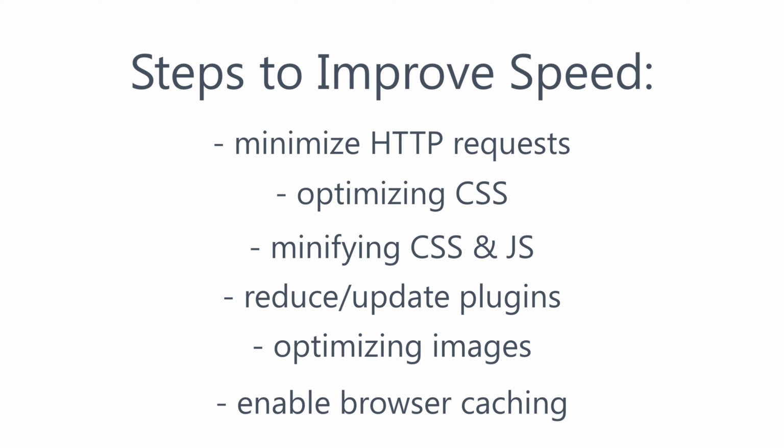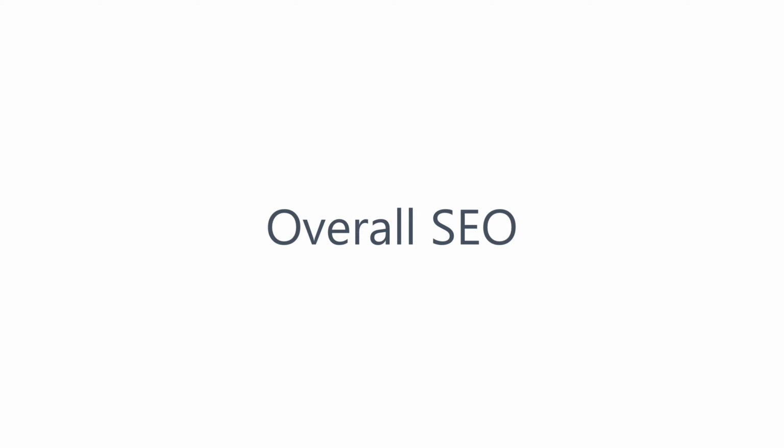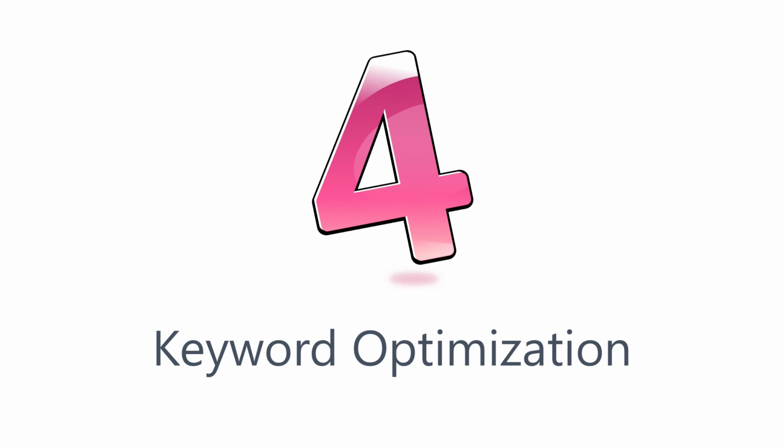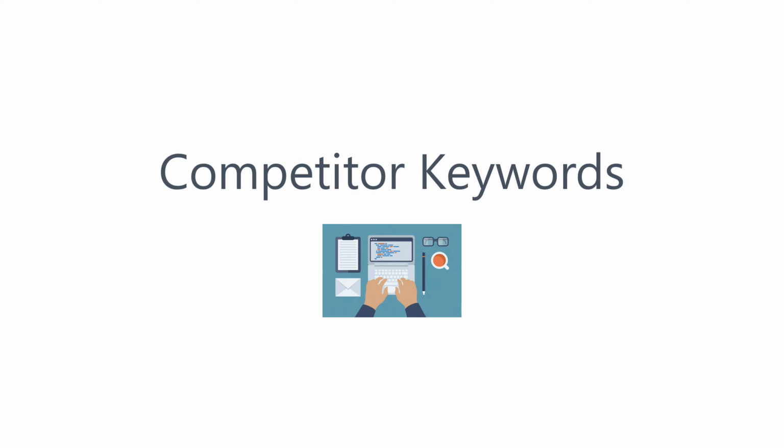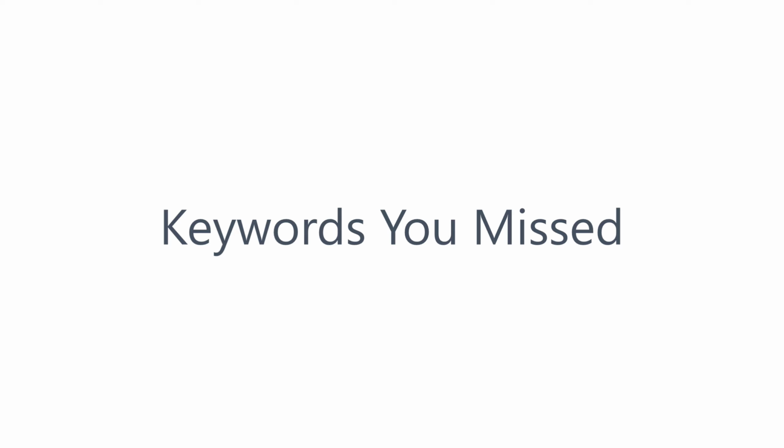There are a myriad of ways to optimize your website's page loading speed, and doing so is absolutely essential not only for user experience, but for your overall SEO efforts. Number 4, keyword optimization is also an integral part of improving your web pages, especially if an SEO audit has exposed inefficiencies. A thorough SEO audit can give you perspective, as well as detailed insights and information on how different competitor pages are performing, what keywords they are targeting and how, and which keywords you missed the first time around.